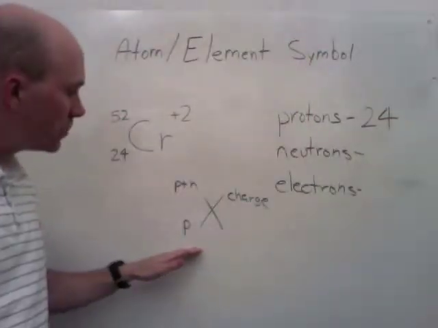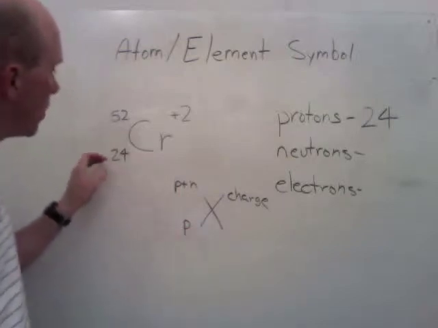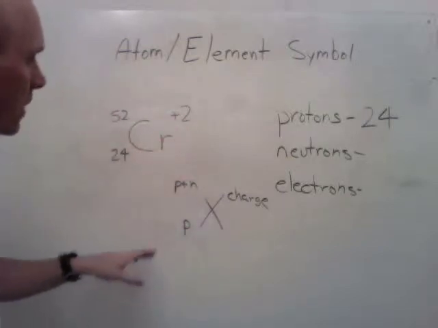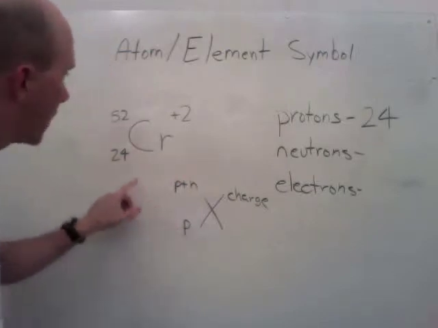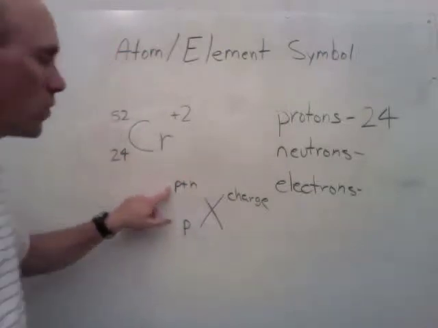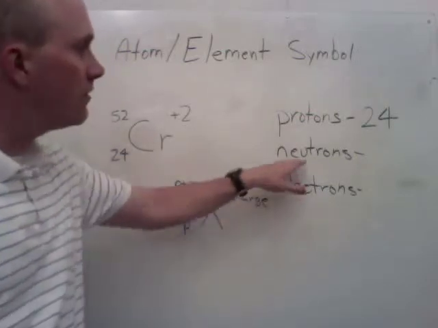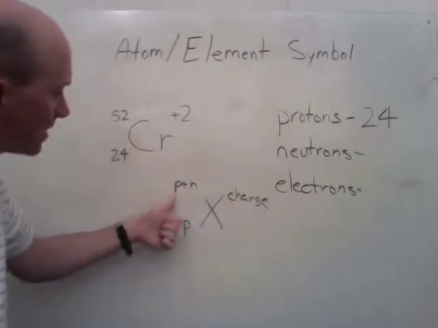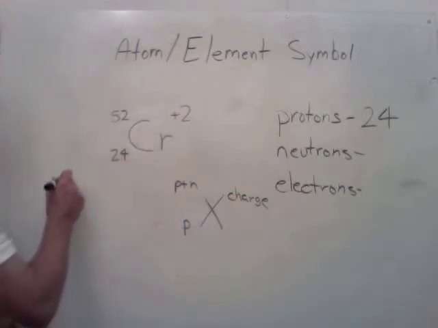So I've just gone ahead and drawn this generic atom symbol down here to help remind you of what all these numbers stand for. Okay? So the number down here corresponds to protons. The number up here corresponds to the sum of protons plus neutrons. So how do you figure out the neutrons? That's going to be the difference between these two here. So it's going to be 52 minus 24.